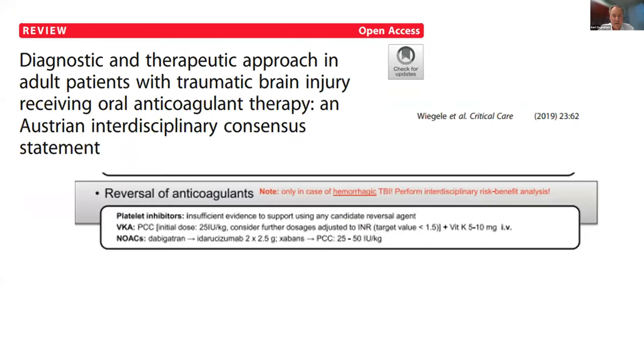Going to TBI then, there is a consensus statement from Austria by Wiegler and colleagues, and they stated that for vitamin K antagonist and TBI, it should be stopped. Obviously, PCC should be administered in addition with vitamin K intravenously, and for DOACs, in case of dabigatran, idarucizumab can be used, as said. And in the anti-10A drugs, but it's a bit of an older consensus statement, they advocate the use of prothrombin complex concentrate, while nowadays we know that andexanet can be used.